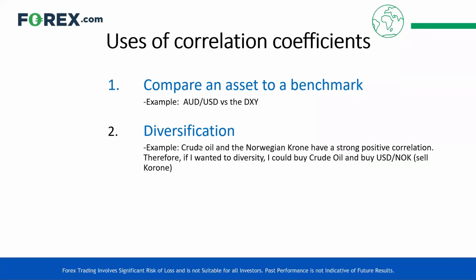And the other way you could use it is as diversification, such as crude oil and the dollar Norwegian krone. And the Norwegian krone, they have a strong positive correlation. So if you wanted to diversify it, you could buy crude and buy the dollar Norwegian krone, or sell the krone in that instance. So you can use it for diversification.